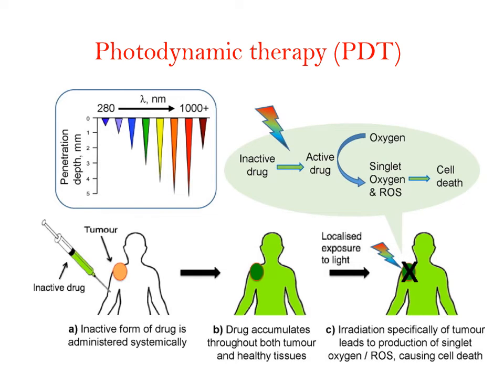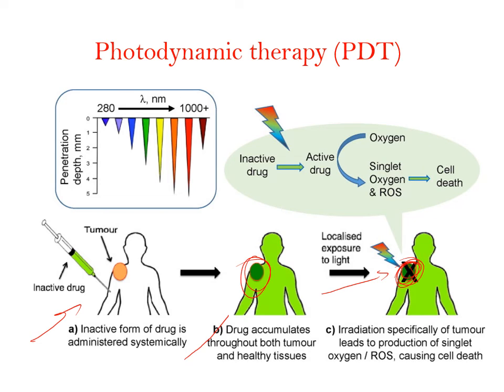So the steps in a simple mechanism: the first one is injecting the drug. Then the drug will accumulate. For example, if we are interested in removing this tumor part, the drug will accumulate throughout both the tumor and the healthy tissue. Selective light application on this tumor part will activate the singlet oxygen, which is cytotoxic for the tumor, and that will cause killing of the tumor.